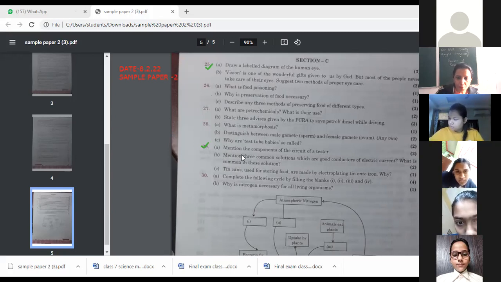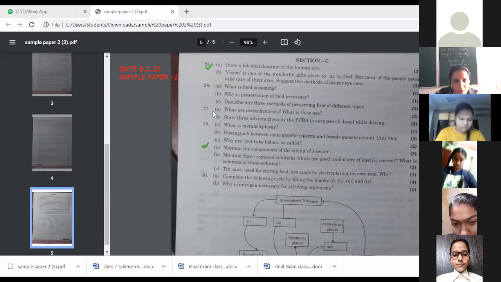Mention the components of the circuit of a tester. And mention 3 common solutions which are good conductors of electric current. And what is common in all these solutions? Okay, so kindly give me the answer. The rest can put it across. Yes, Ananya Jain.